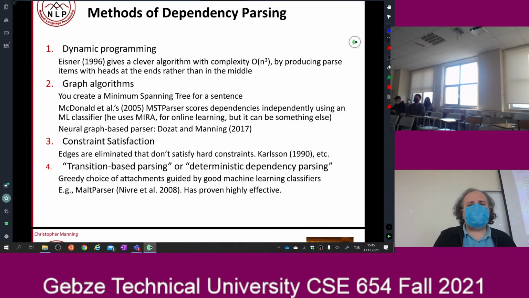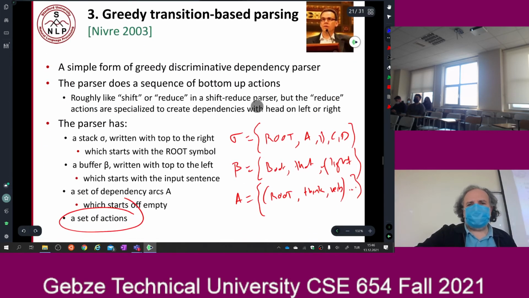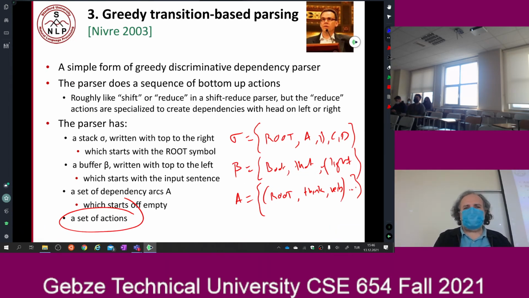And we are going to look at the last one more carefully. It's a greedy choice, deterministic dependency parsing, transition-based parsing. It looks like a normal programming language parsing system, but we need to use some machine learning inside this system. So greedy transition-based parsing is what we are going to look at. It will not be possible to parse all projective sentences with this one, but it will be simple enough for us to understand what's going on.